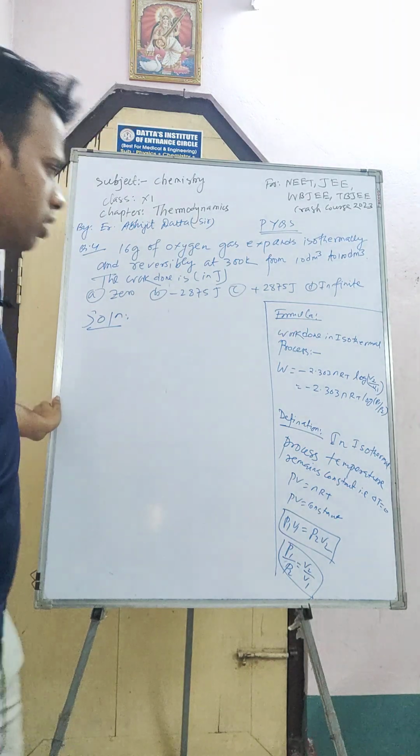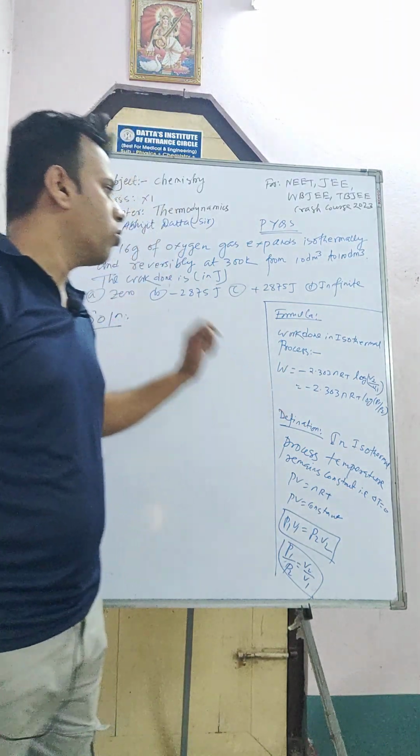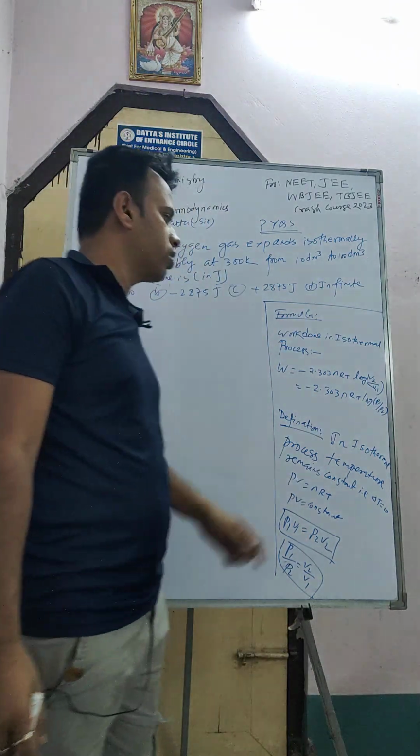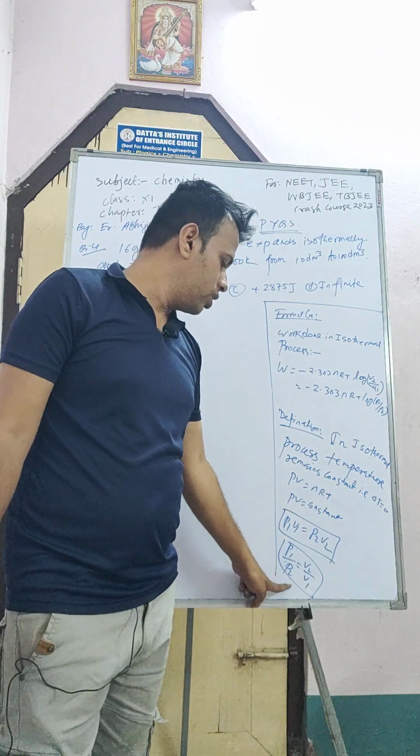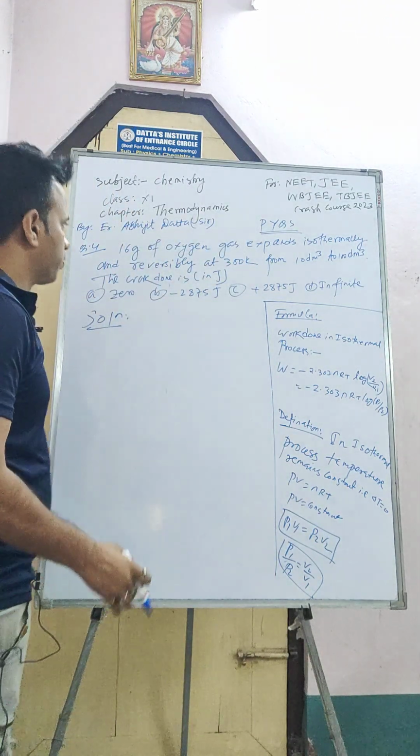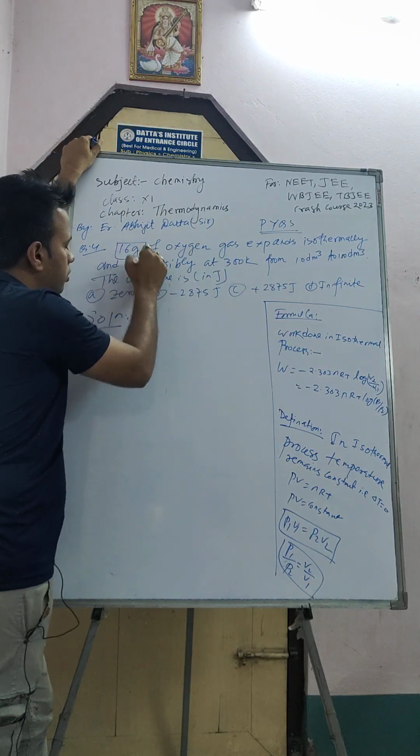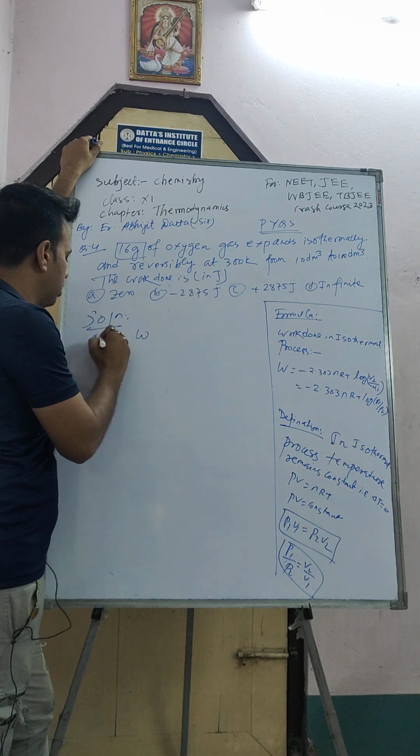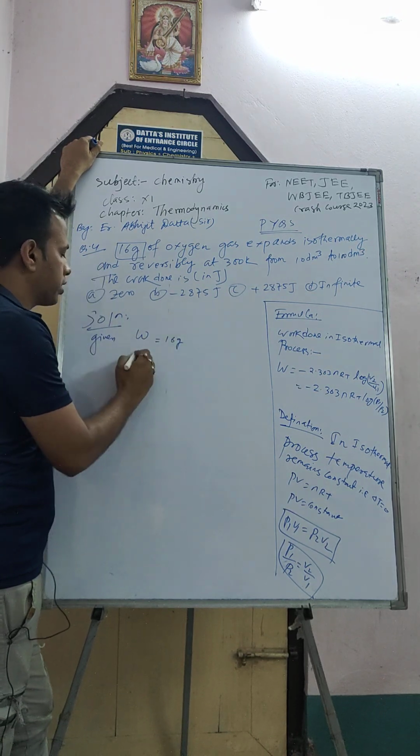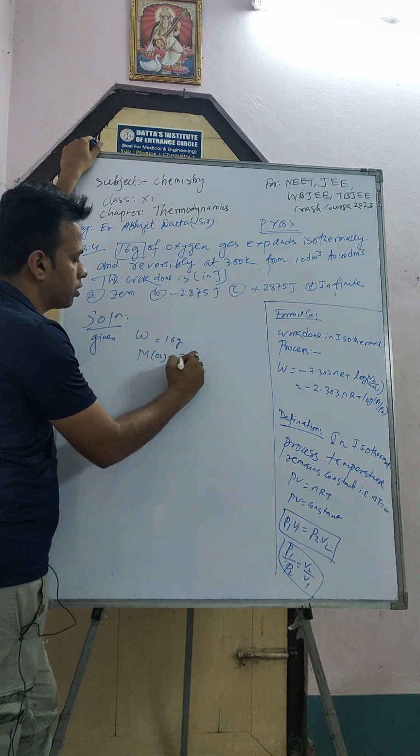Okay, in thermodynamics, this is the formula of work done in isothermal process, minus 2.303 nRT log V2 by V1. If you replace this in terms of pressure, it will be P1 by P2. Now come here, 16 gram of oxygen gas, that is the mass of oxygen is given. Molecular mass of oxygen is 32.